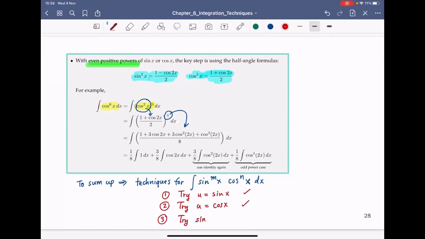So we're going to convert sine square x to that, and then we're going to convert cosine square to that. Identities. Because the third case is going to show up when you have the even power of cosine and sine together. So you have no choice. That means you have to use identities to reduce it. Does it make sense?